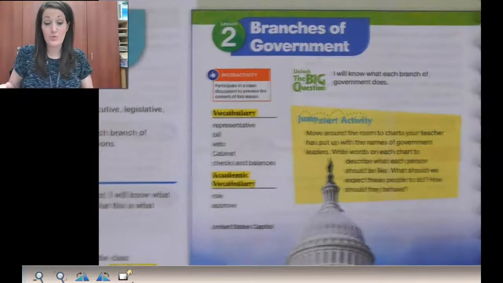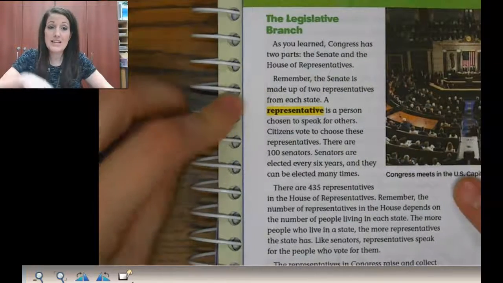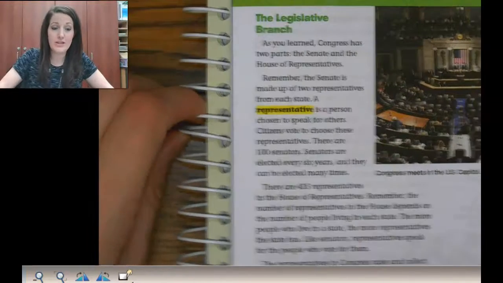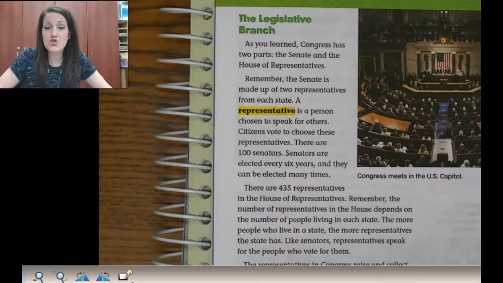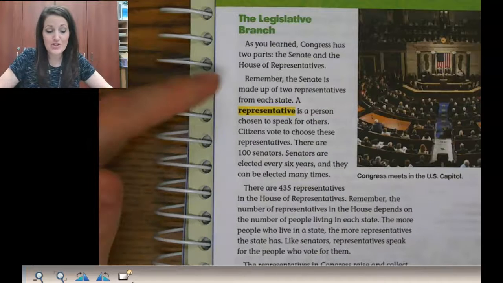We're actually going to start reading on page 151. So we're going to kind of dive in a little deeper to the branches. So this is the legislative branch. As you learned, Congress has 2 parts, the Senate and the House of Representatives. We talked about that on our song.